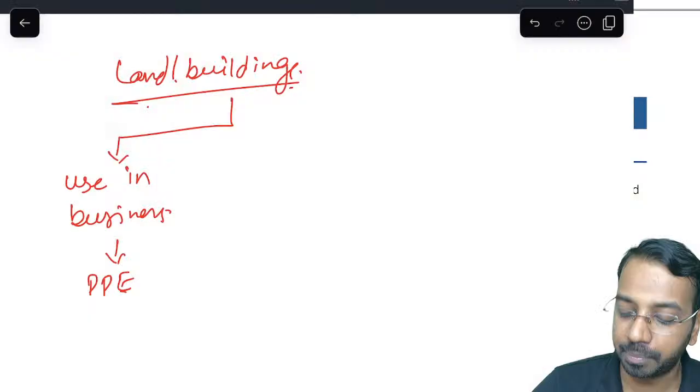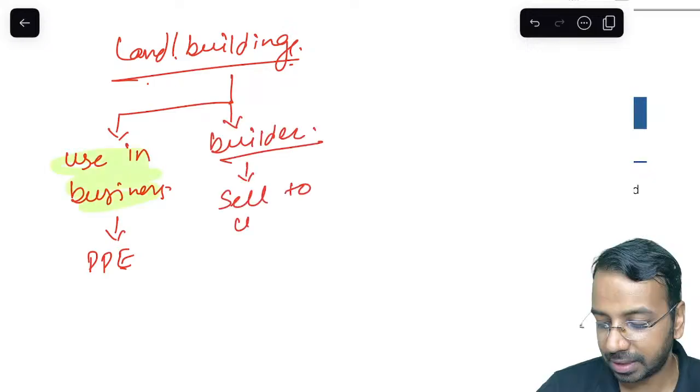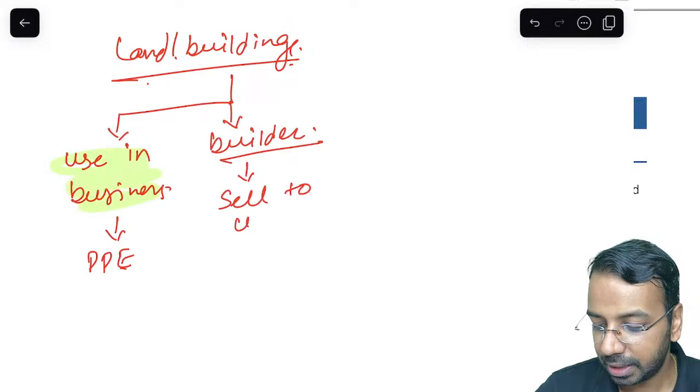So if we have land and building which is being used in the business, we say it is an item of property, plant and equipment. The intention is to use it in the business. If the same land and building is held by a builder, and the objective of the builder is to sell it to customers in the course of its business, then in that case what do we say? This item is an item of inventory.